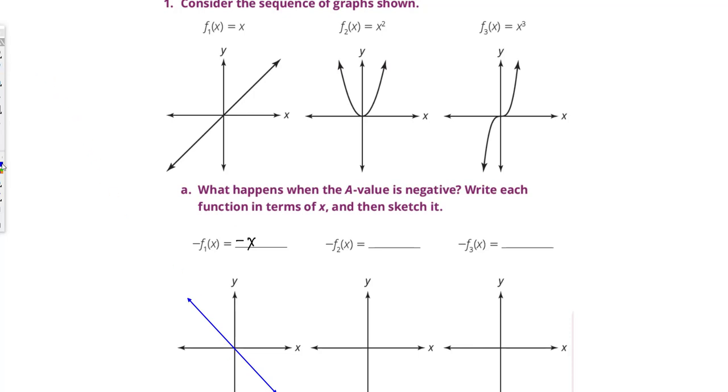What would happen to my parabola? So it would become negative x squared, wouldn't it, if it's in the front? Or would it become just a positive x squared? Okay. So what does that change about my graph? It would flip the parabola over the x-axis.